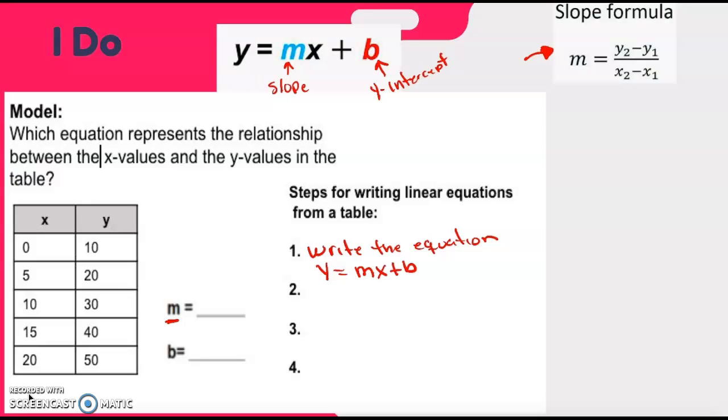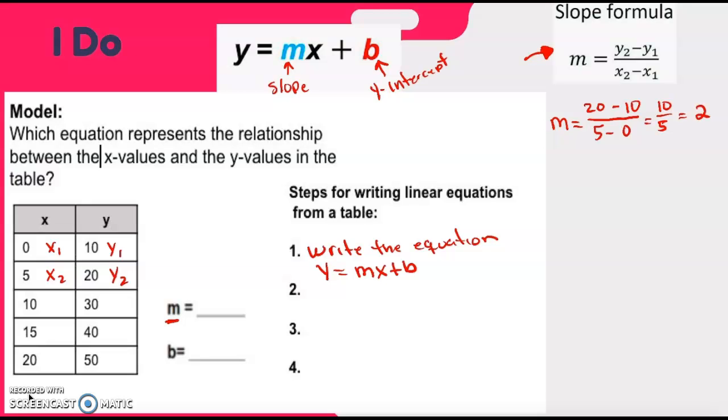So going back to my table, I'm going to label these x1, x2, y1, y2. And then I'm going to take those values and substitute them back into the formula. m is equal to y2, which is 20, minus y1, which is 10, divided by x2, which is 5, minus x1, which is 0. And that'll give me 10. 20 minus 10 gives me 10. 5 minus 0 gives me 5. And 10 over 5 simplifies to 2.